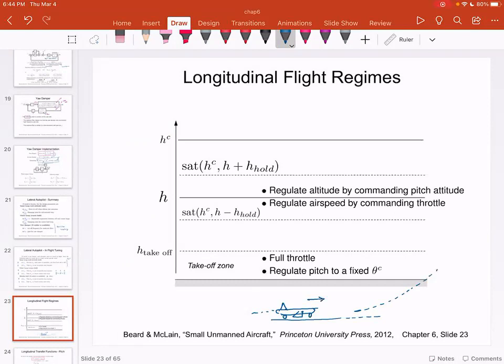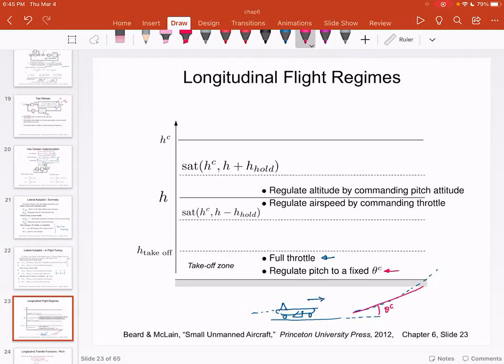During takeoff, your throttle is full. So when the aircraft is taking off, you have full thrust. And then what we are trying to do is regulate the pitch so that the aircraft pitches up at the commanded pitch. So this is theta C.